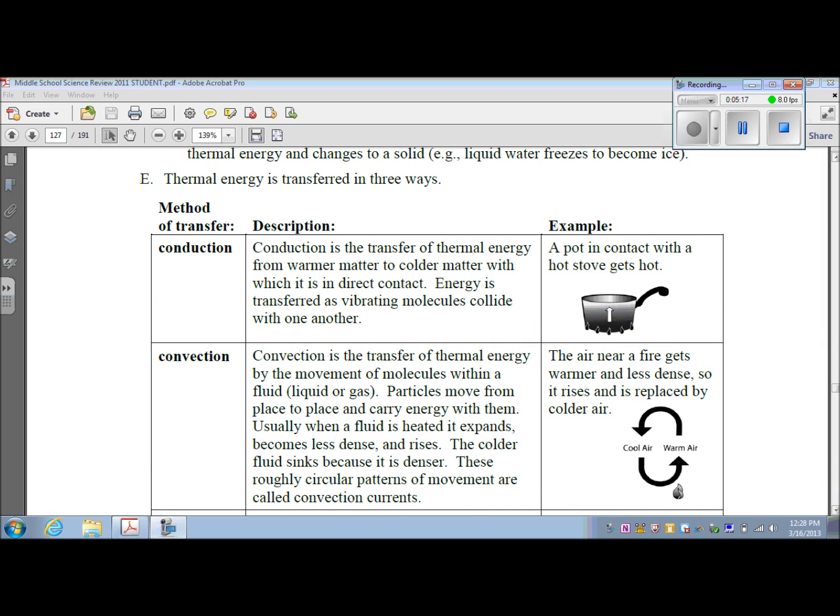Section E. Thermal energy is transferred in 3 ways. The first method of transfer is conduction. Conduction is the transfer of thermal energy from warmer matter to colder matter, with which it is in direct contact. Energy is transferred as vibrating molecules collide with one another. An example is a pot in contact with a hot stove. That pot will get hot because it is in direct contact. This is conduction.